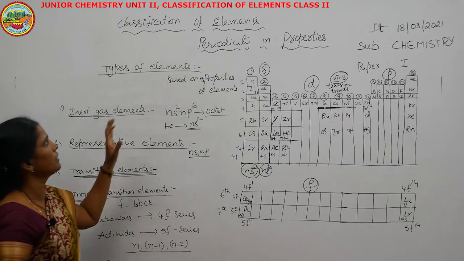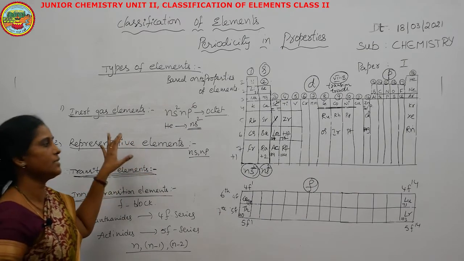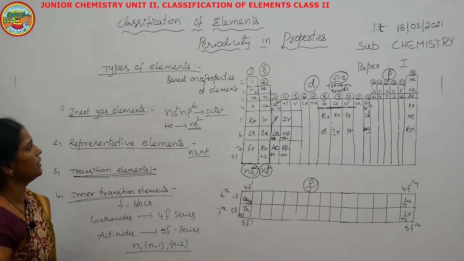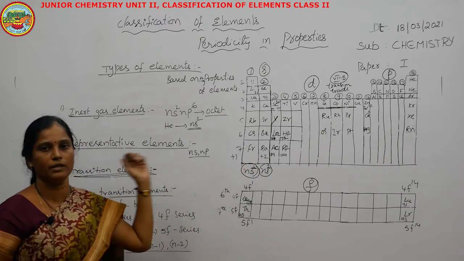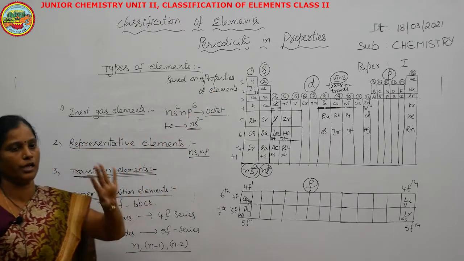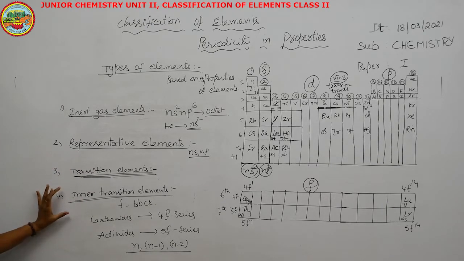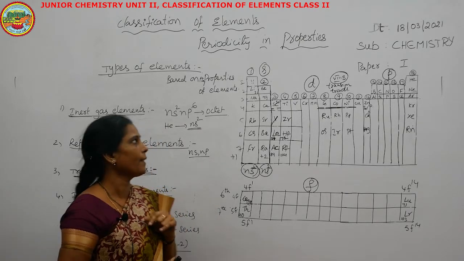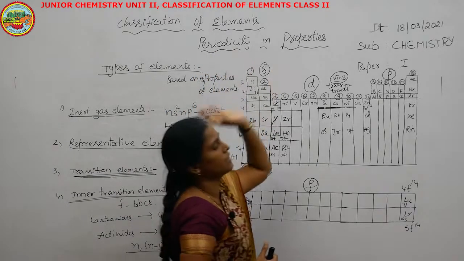So like that, the classification of elements means long form of periodic table based on the atomic number, Moseley's periodic law, and based on the differentiating electron entering, they are classified into S block, P block, D block and F block. And based on the properties of the elements, there are 4 types: inert gas elements, representative elements, transition elements and inner transition elements. This is the classification of elements. In the next class, we are going to discuss periodicity in properties.